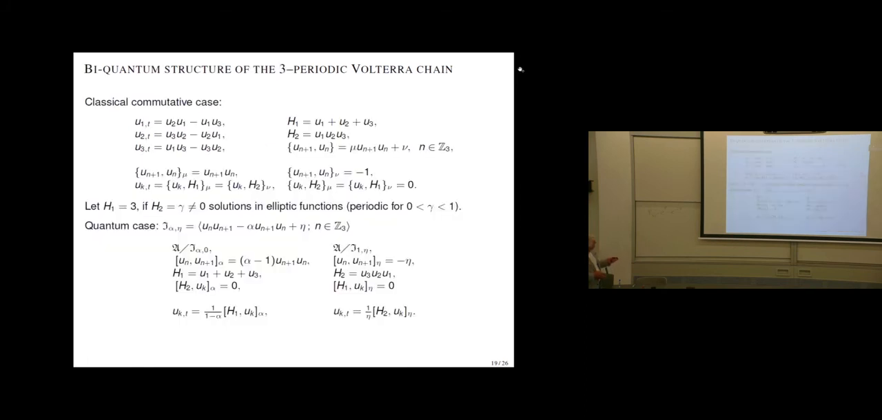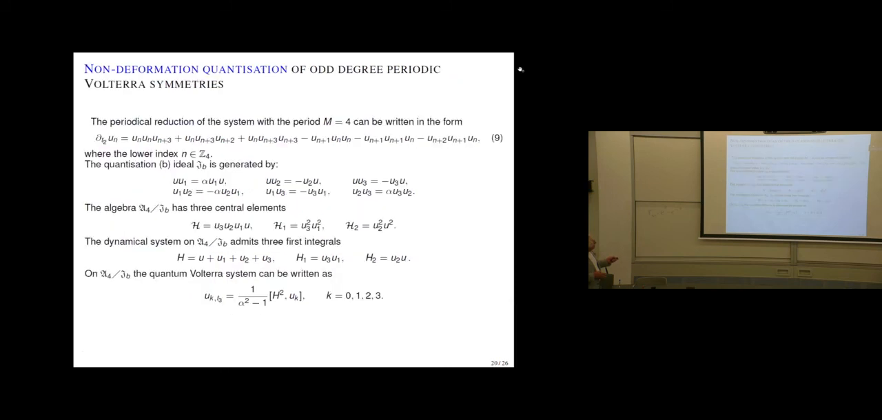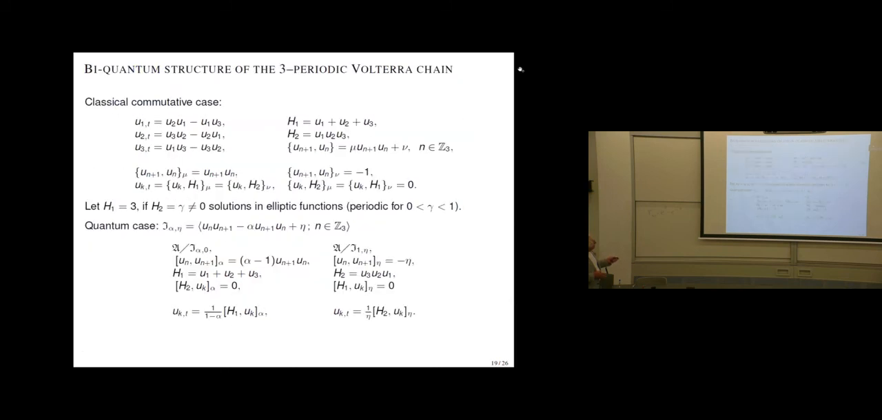Here is an example with n equals 3, maybe not interesting. Well, interesting in the sense that here we can already, for the first time, see a bi-Hamiltonian structure for the Volterra lattice with three elements, because we have two parameters, nu and nu, and the bi-Hamiltonian structure of this equation in the commutative case with respect to two different Poisson brackets.